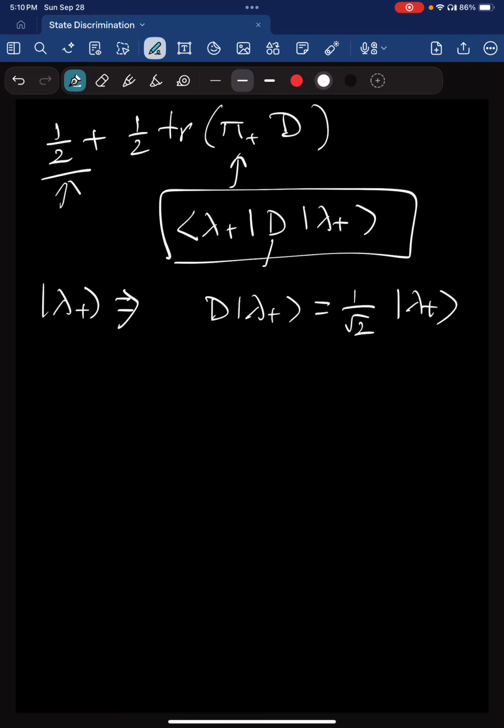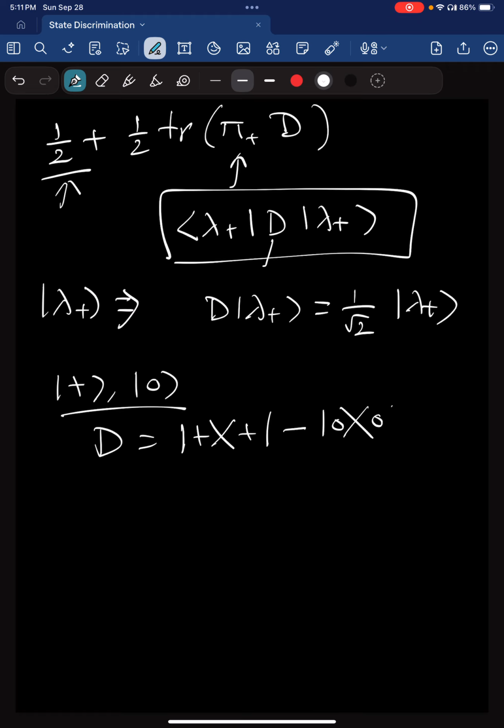So what is the summary? The summary is, if we want to distinguish the state zero and the plus, what you need to do is just measure this observable. If you get the positive eigenvalue, which is 1 by root 2, then you know that you have the plus state, and if you have the negative eigenvalue, then you know that you have the state zero.